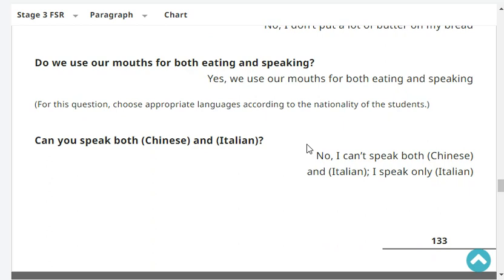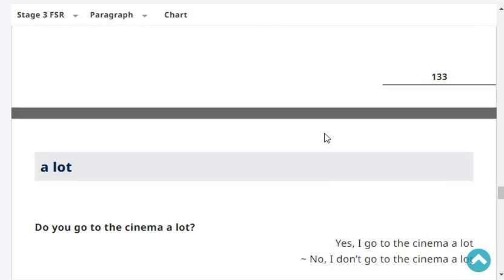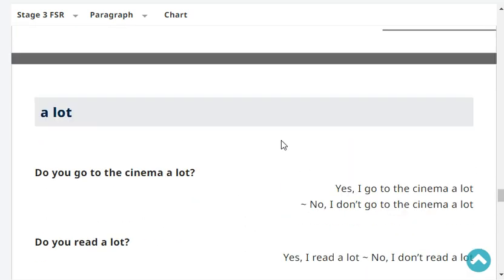Regan, can you speak both Chinese and Japanese? No, I can't speak both Chinese and Japanese. I only speak Japanese. Very good.